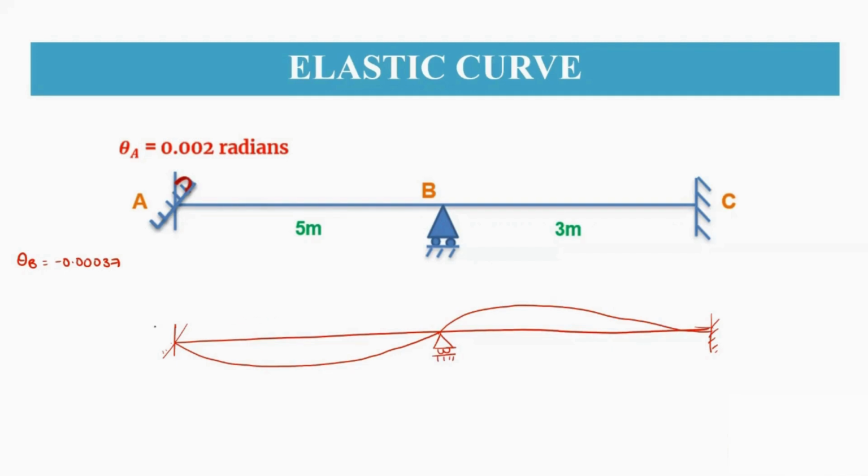At A, you have a clockwise rotation of 0.002 radian. At B, when we draw a tangent, you have an anti-clockwise rotation of 0.00037 radian. At C, the rotation has to be 0. So this is the elastic curve we have drawn for the above problem.